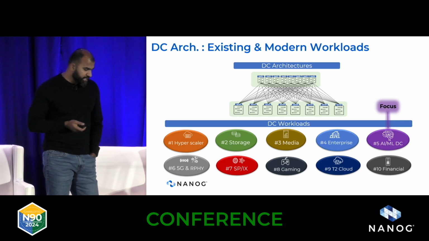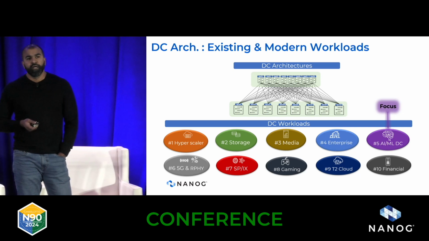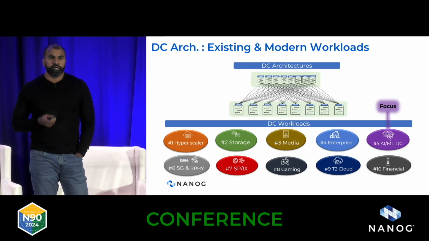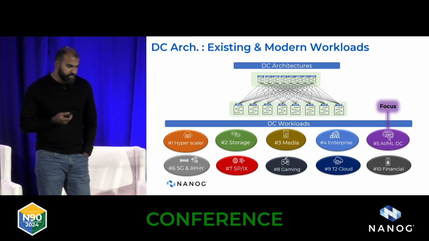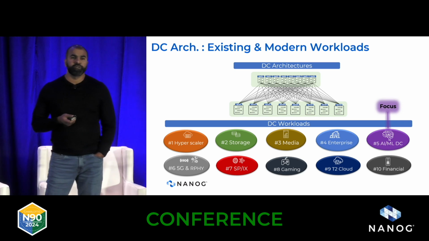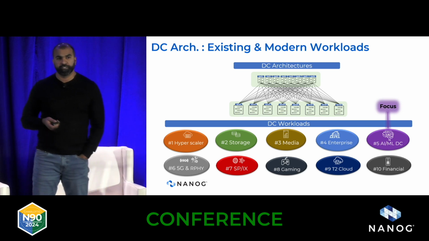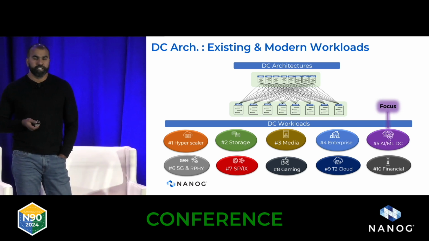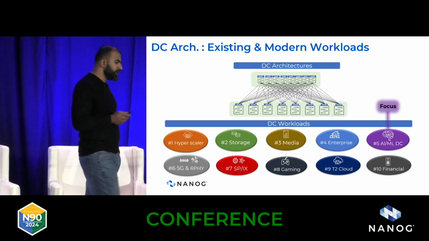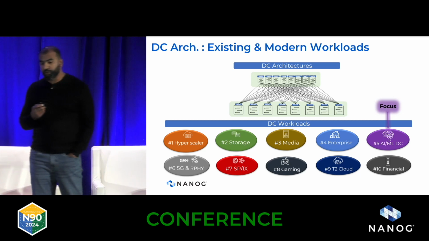Of course, any data center workloads, whatever you're seeing in the 10 workloads here behind, are going to use the Clos architecture, leaf and spine, no changes. It will be the same Clos architecture we use even in a 5G data center or an enterprise data center, and of course in the AI data center. Then what will be different? That's the difference we need to understand, and to understand it, we need to understand the workload types.